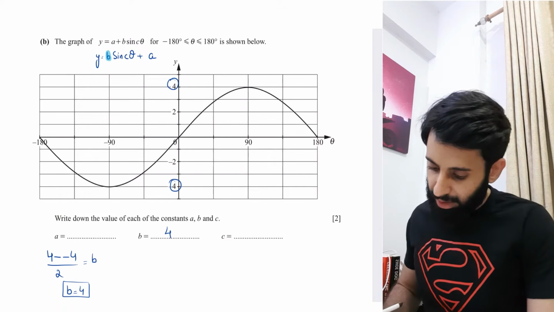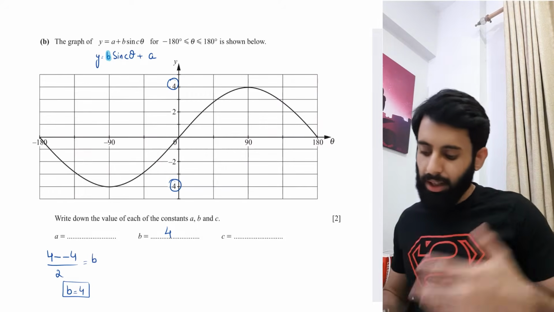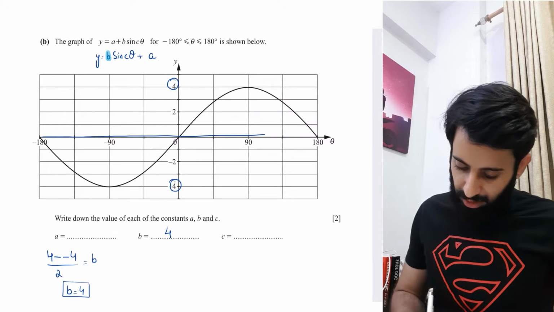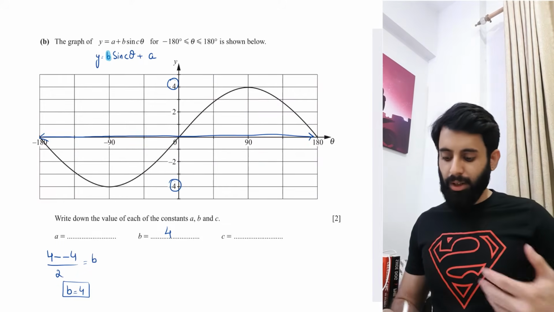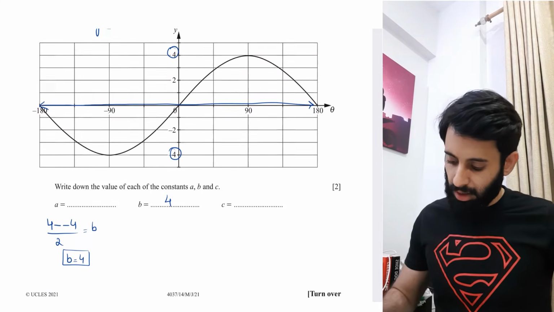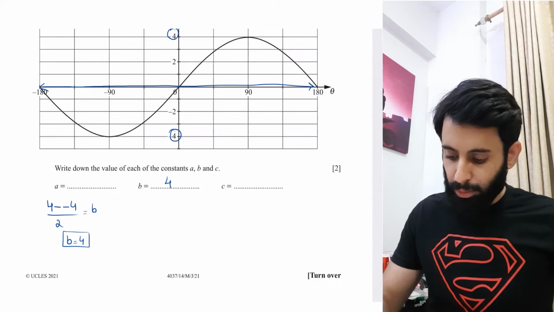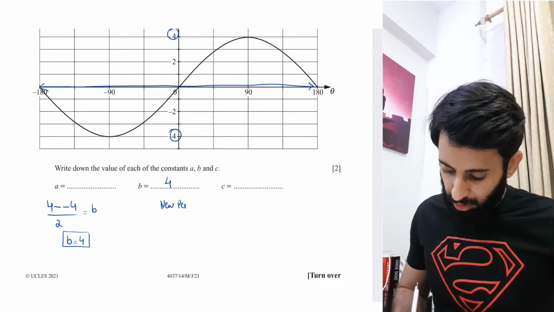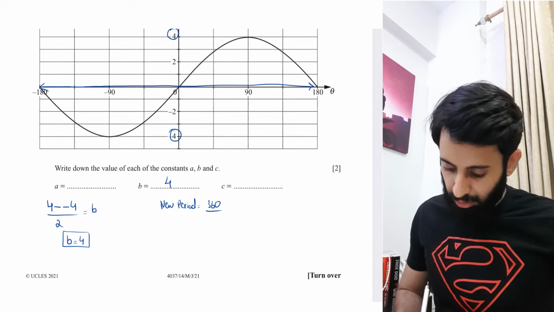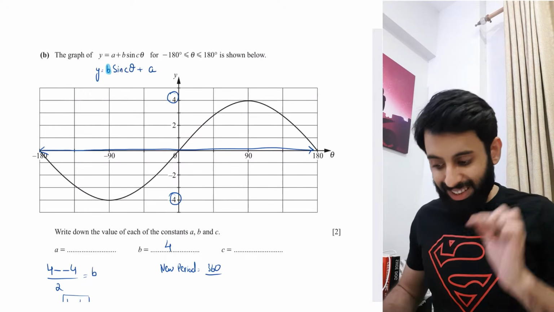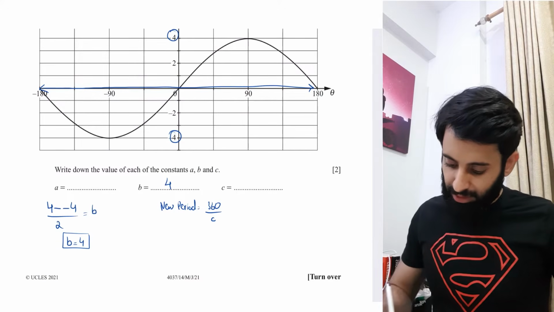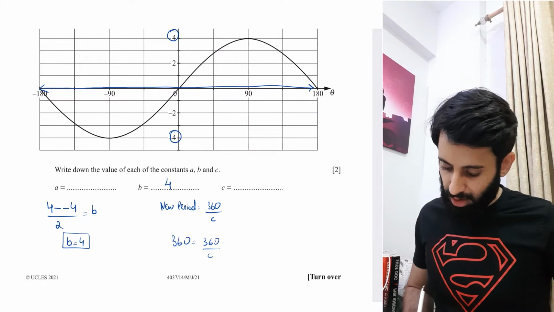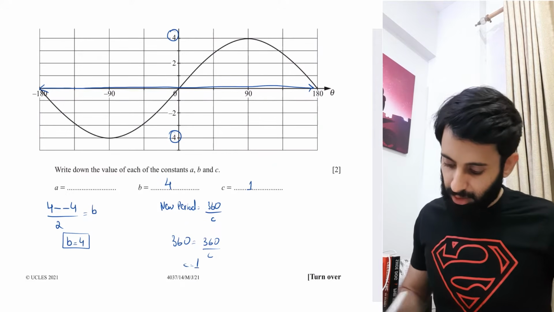Now, as far as the period is concerned, you can see that this curve is ending one cycle at exactly 360 degrees. So it starts at minus 180 and ends at 180. So from minus 180 to 180 is 360 degrees. So that means the new period is also 360 degrees. The formula that we use is basically new period is equal to 360 divided by the coefficient of the angle, which in this case is c. Since the new period is also 360 degrees, 360 equals 360 upon c, that means c is equal to 1.